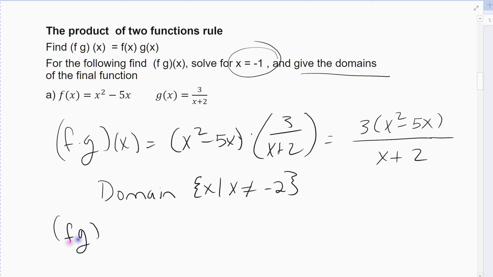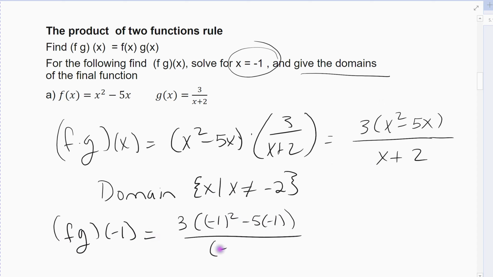All right, now I'm going to find f of g of negative 1. So I'm going to take negative 1 and plug it into that new equation. So 3 times negative 1 squared minus 5 times negative 1 all over negative 1 plus 2, and that simplifies. Making sure you're very careful when you square this negative here. You've got to make sure that it's going to come out positive 1. So up top it's going to be 1 plus 5 times 3. So I get 18 over 1, and so 18 is the answer.